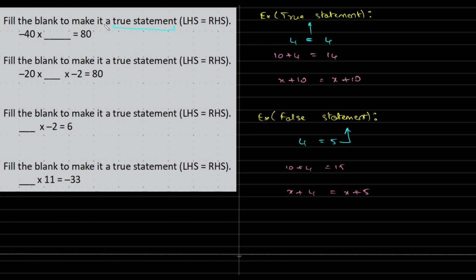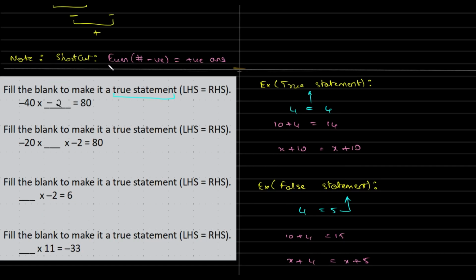Now fill the blank to make it a true statement. So now I have to make this a true statement, meaning I have to multiply two things and get a true statement over here. It's quite clear that I need a positive final answer, and one of the numbers is negative. So the other number has to be, yes, negative. 40 into 2 is 80. Now next set of numbers, negative into what into negative is positive. Well, we know from the thumb rule we just saw here.